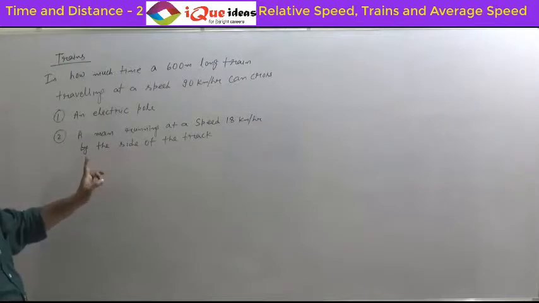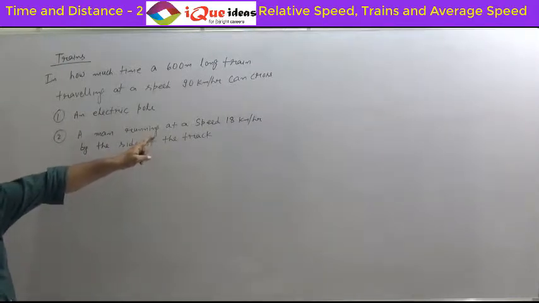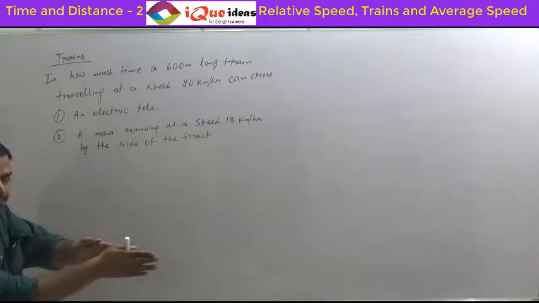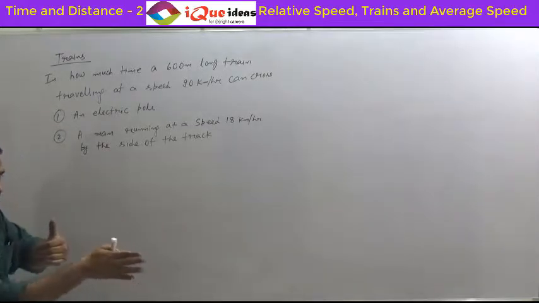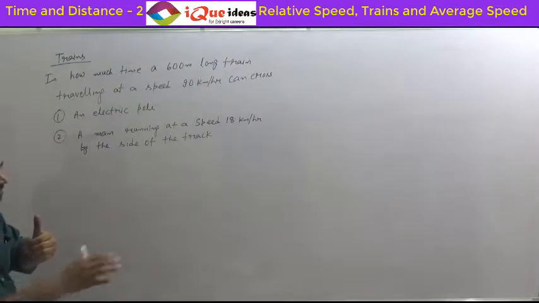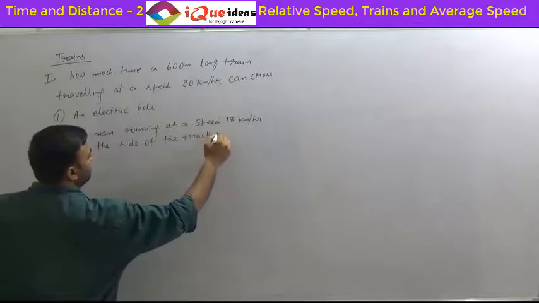Running at a speed of 18 kilometers per hour by the side of the track. That is fine. But here one important thing will come up: what is the direction of the man? Whether he is travelling in the same direction as the train or in the opposite direction. Because if he is travelling in the opposite direction, it will take less time to cross him. So we will make two cases.